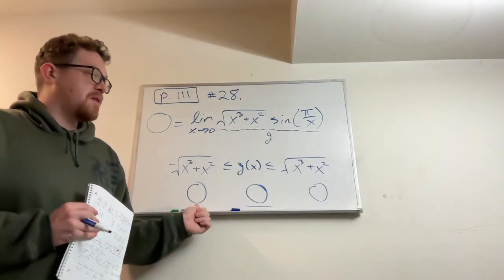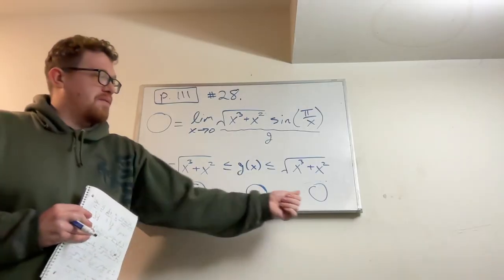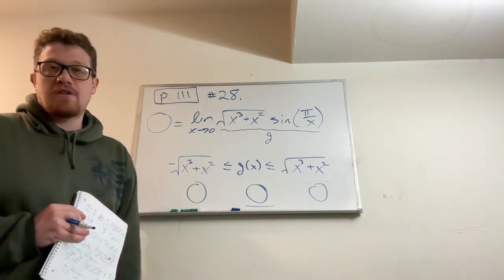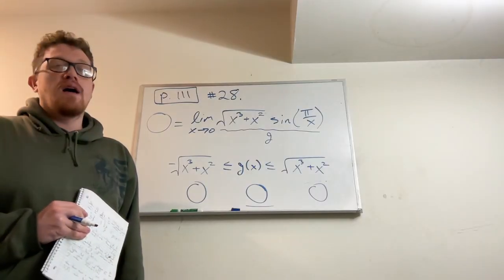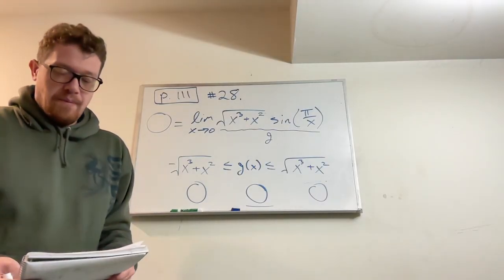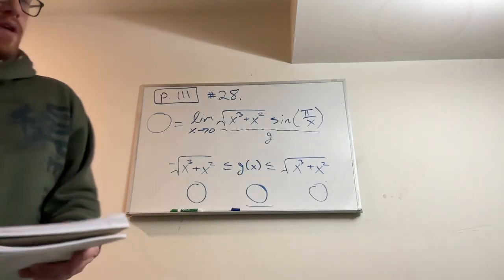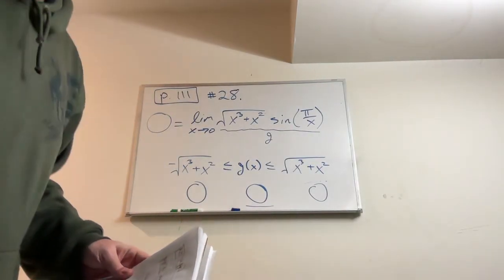It's always squeezed between these. These are continuous. They have limits. They both have limits equal to 0. Therefore, the function in the middle also has a limit equal to 0 as well. Okay, so that's the idea of these squeeze theorem problems.